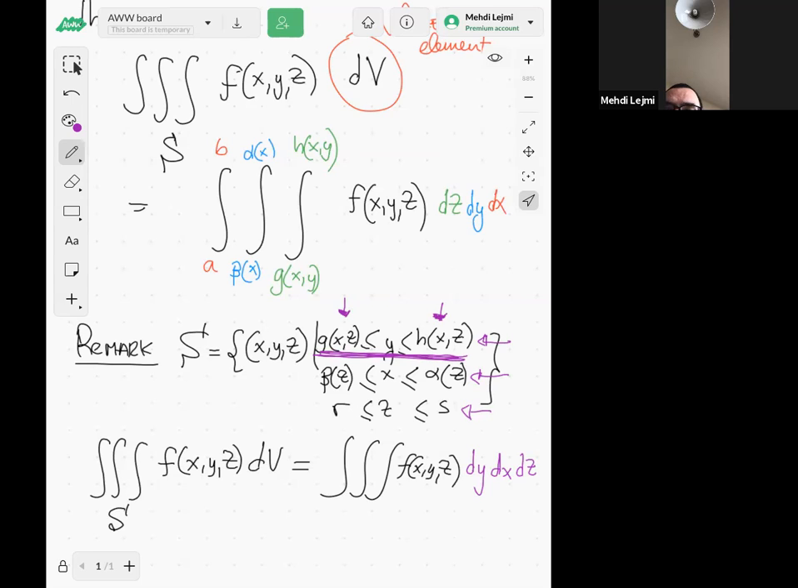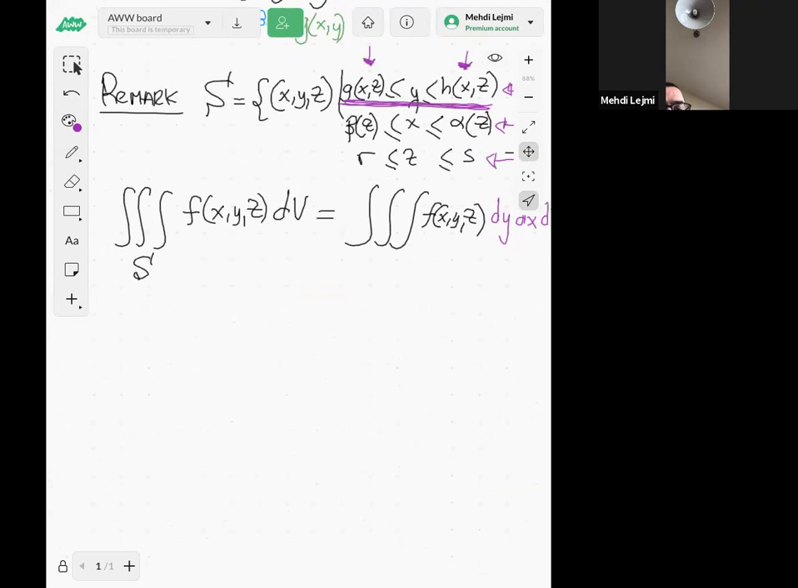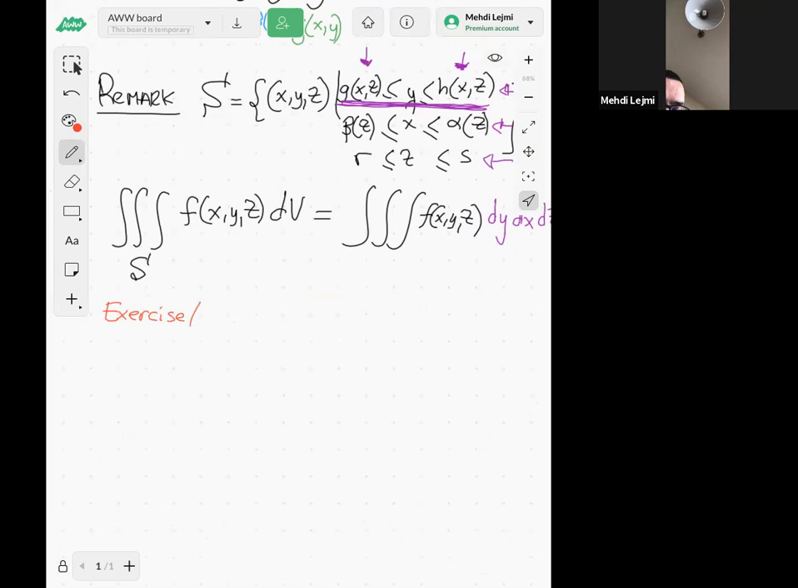Any other question, guys? All right. So let's move to the example exercise. So probably I would give this as an exercise, and then of course I'm gonna solve it, right? So exercise examples. All right. So the first exercise, for example, is the following.